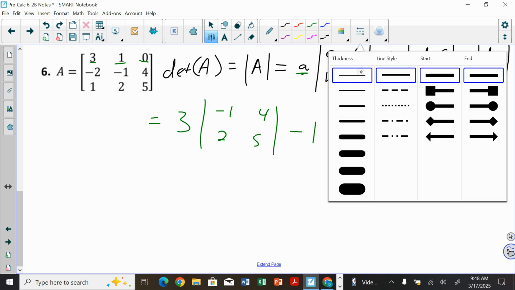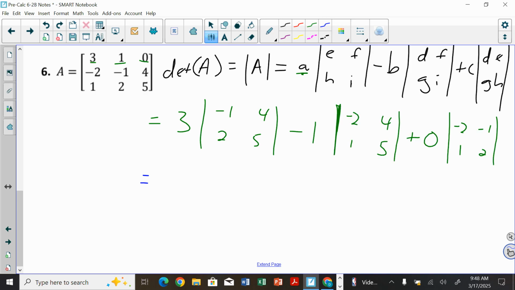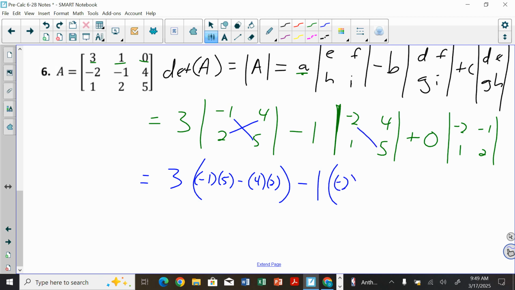So let's do that. Over here, now I'm going to have 3 times whatever the determinant is here. This determinant, remember, is going to be -1 times 5 minus 4 times 2, because we're subtracting that. You could do more of this faster, just be careful with your positives and negatives. In this case, now it's going to be -1 times -2 times 5, subtract 1 times 4. And then we're going to add 0.